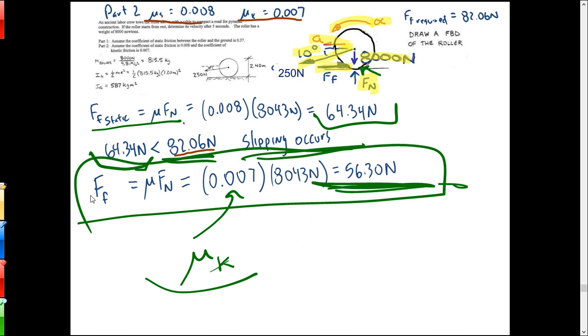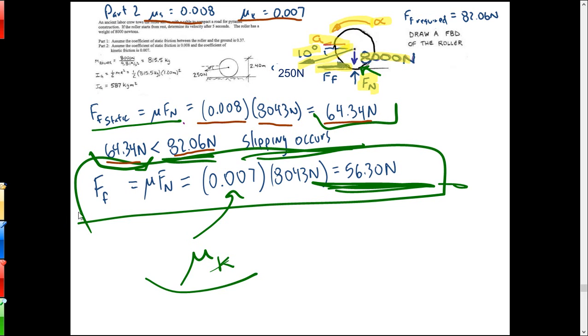But on part 2 then, when we check to see if we can generate that much friction, we take the static coefficient, 0.008, times the normal force, and we get 64.34 newtons. Well, that's not enough. We need 82.06. So slipping is going to occur here. We're going to essentially drag this wheel, at least for some of the time, across the ground without it turning.